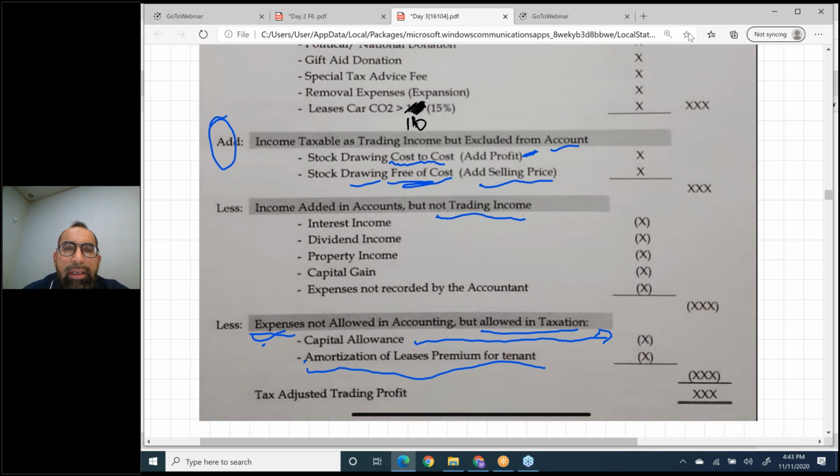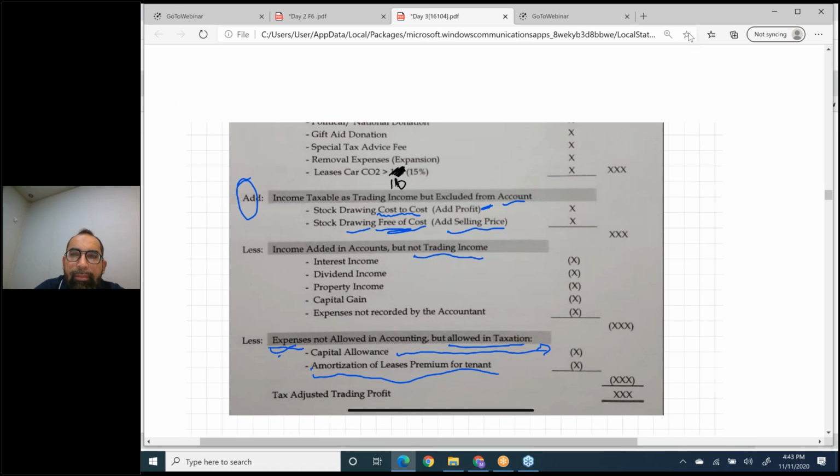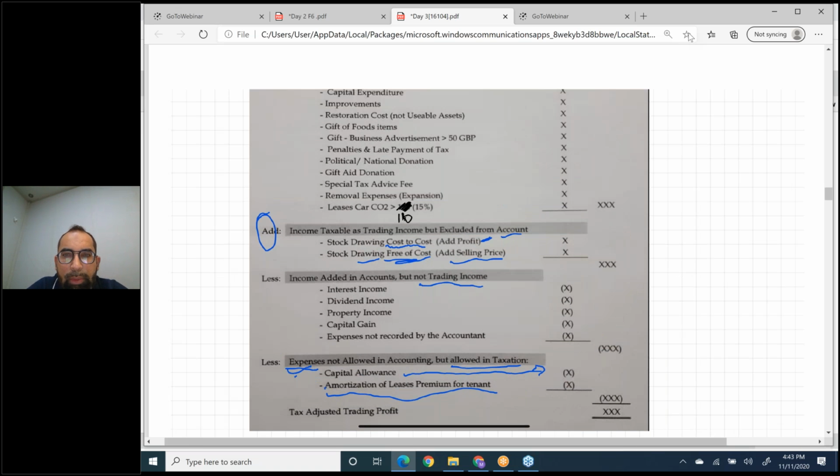Okay, so this is a summary of trading income. Can you please check it? This is the summary of trading income.